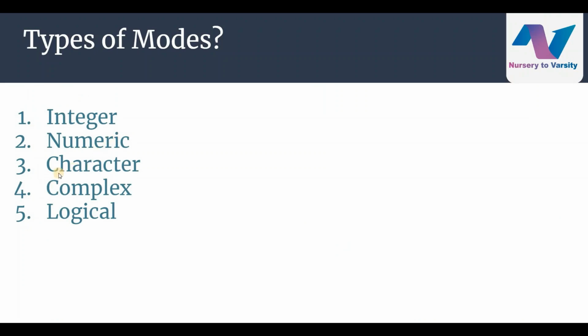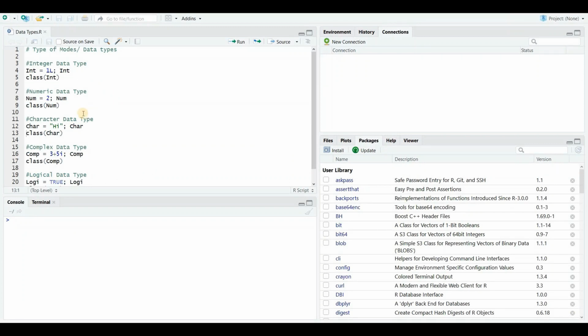Coming back to the slide, we have the third type as the character mode. In character mode, we can enter either a single character variable or a character string. I'll be showing both of them, right? So I have taken char as my variable name wherein I am assigning the value hi, and when you assign a character value to a variable, it should be written in double inverted commas. Okay. Now I'm running the statement.